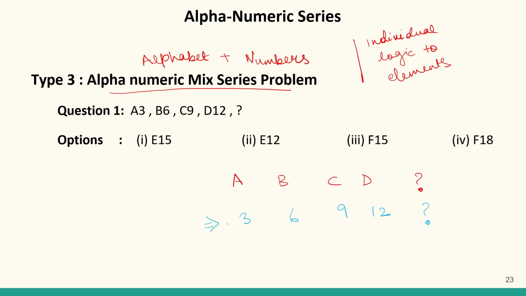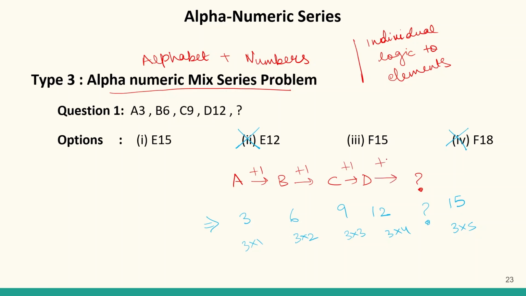So let us look at the numbers first. We can clearly see that these are multiples of 3. 3 into 1, 3 into 2, 3 into 3, and 3 into 4. So logically we'll get 3 into 5, that is 15. Now I can see two options with 15, this one and this one. So these two will be eliminated. What are we following? We are following the elimination approach. Now I have to figure out whether it would be E or F. So again, very easy. If we look at the series, we are going from A to B to C to D. So we are just increasing by 1.